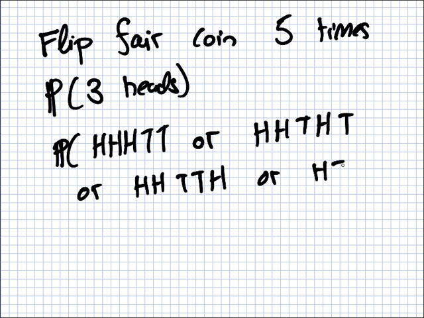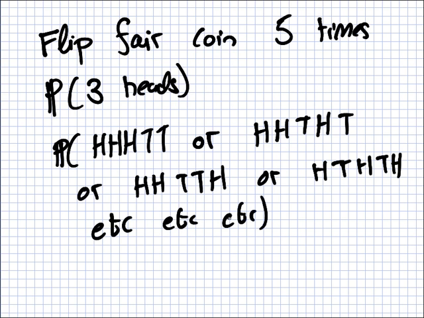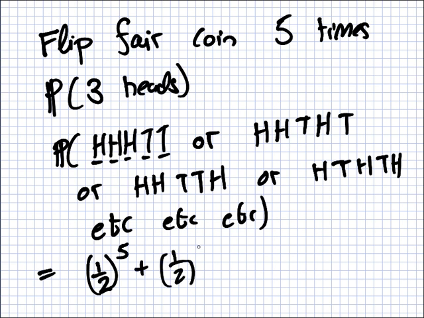Etc., etc., etc. I'm not going to write all the possibilities out, but you get the idea. So let's calculate the first one. Heads, heads, heads, tails, tails. What's the probability of getting a heads? 1 over 2, and then another heads, and half and half and half. So the first one is 1 over 2 to the power 5, and then the next one is 1 over 2 to the power 5, and this continues.